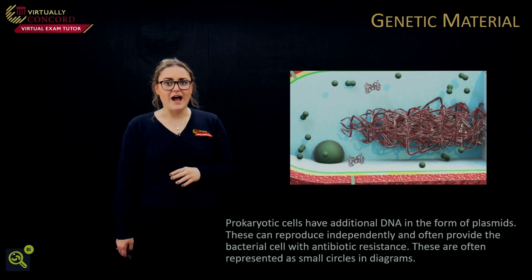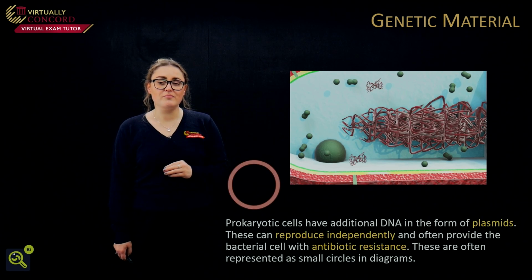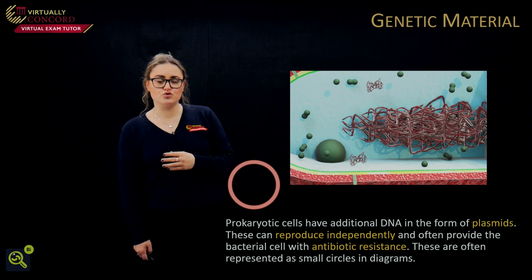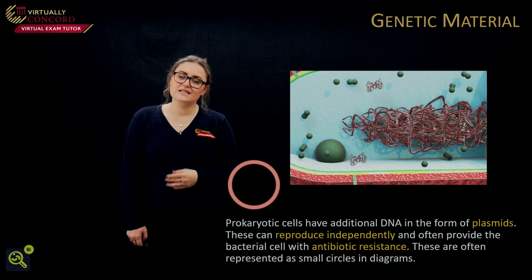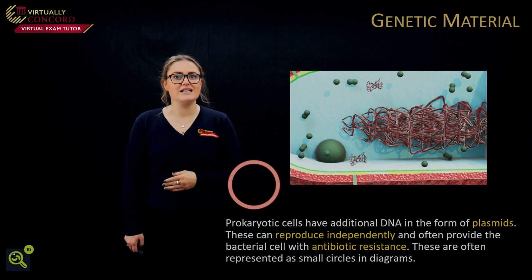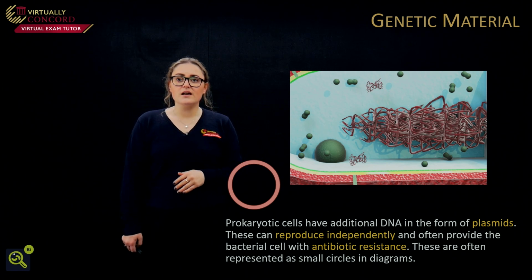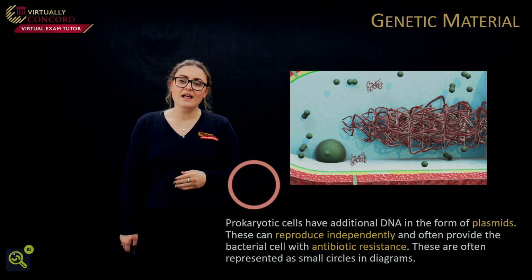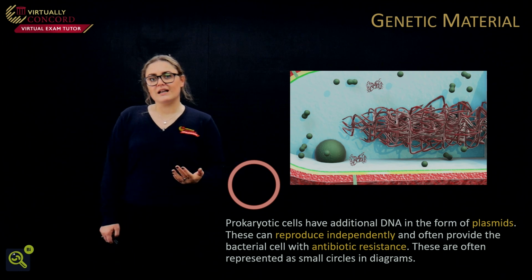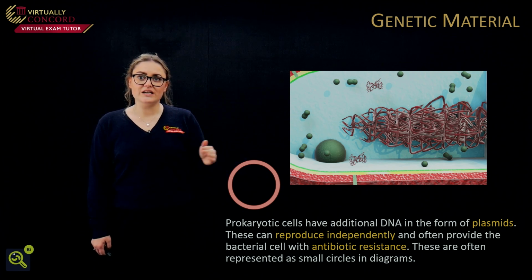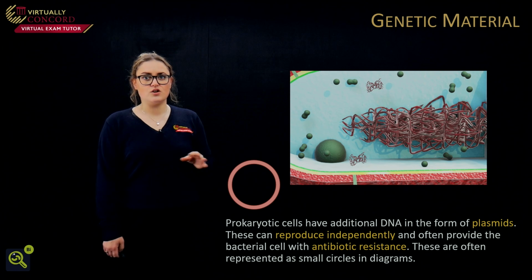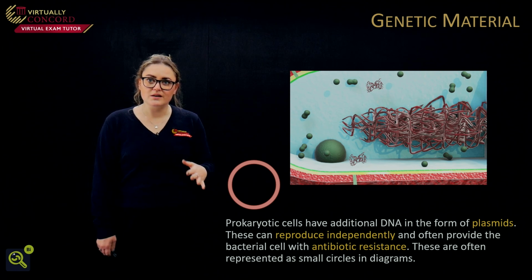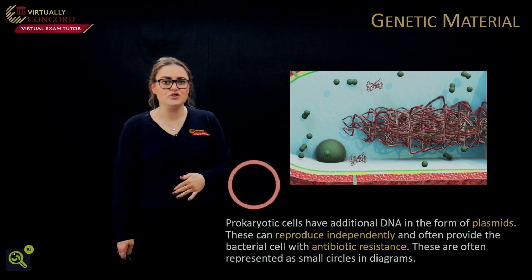Now, they also have additional DNA in the form of plasmids. These are usually represented as these circular diagrams when they are drawn. And these provide the bacteria with additional needs, such as antibiotic resistance. Now, the really clever thing about plasmids is they can reproduce independently, so the bacteria can make more and more of them. They can also share them. So if there is antibiotic resistance on this plasmid here, a bacteria can share it so that antibiotic resistance can spread between a bacterial population, which I guess is good for them, but not so good for us.